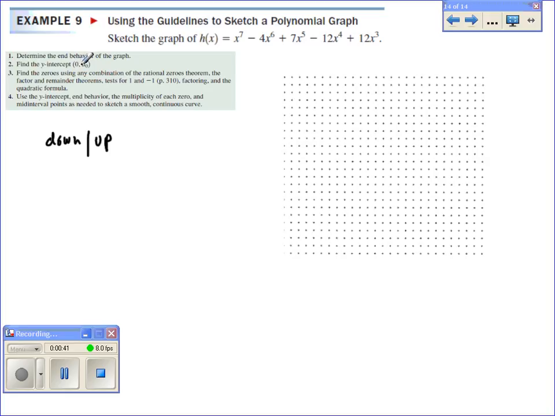The y-intercept will be, it goes through the origin actually, because if you plug in h of 0, all these terms become zeros, so it goes through the origin. And finding zeros, now that might take you a little while, so I'm going to pause while I do them, and I'd like you to pause as well and try to figure these out. Remember that you're going to factor out the GCF first, and that's the hint I'll give you on this one.